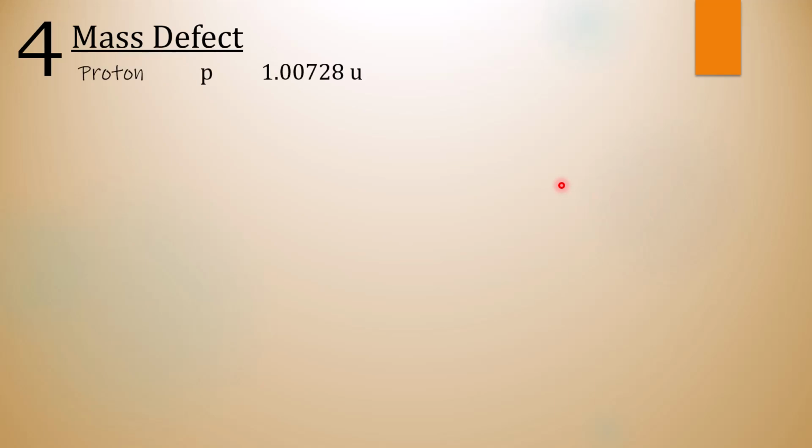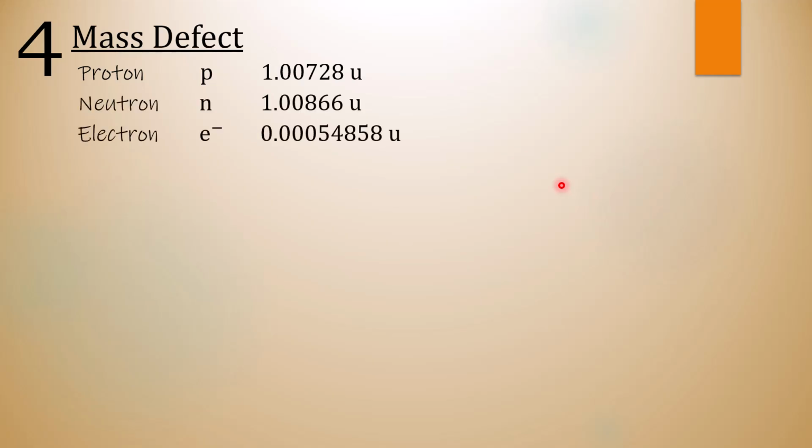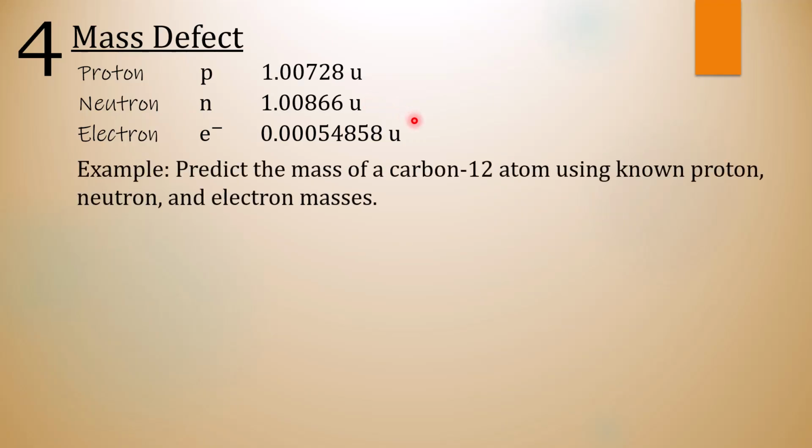So mass defect. What do I mean by mass defect? Well, consider the mass of a proton, a neutron, and an electron. All of these have masses that can be conveyed in atomic mass units. So they're all here. And the question is, could we predict the mass of a carbon-12 atom using the proton, neutron, and electron masses? Remember, we've defined on the very first slide that 1 atomic mass unit is 1/12 the mass of a carbon-12 atom. That means a carbon-12 atom should be exactly 12 atomic mass units. Let's see how well we do.